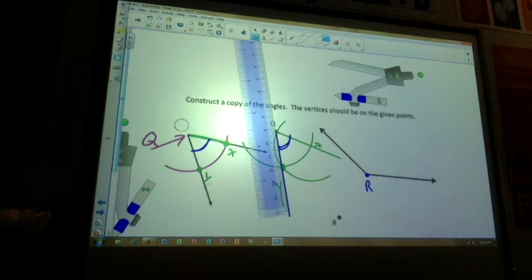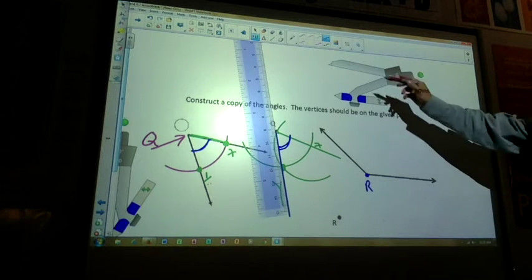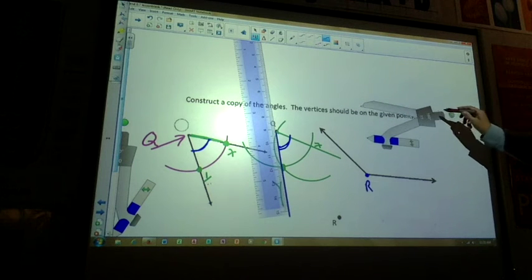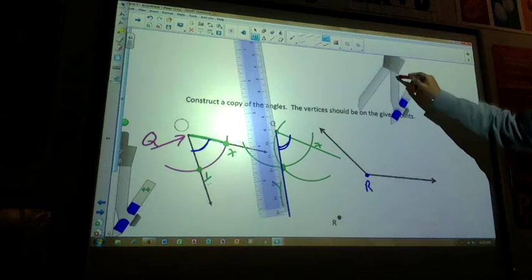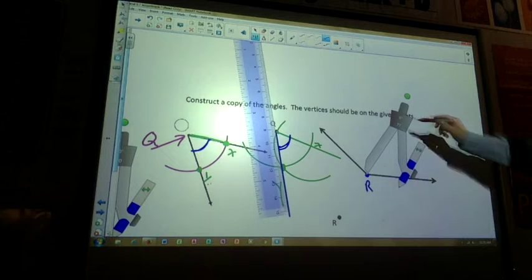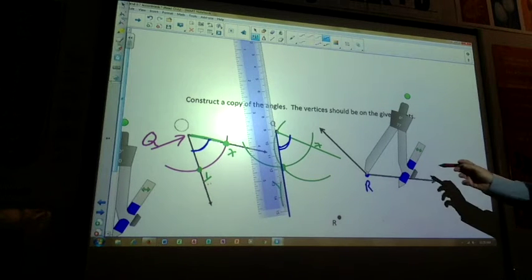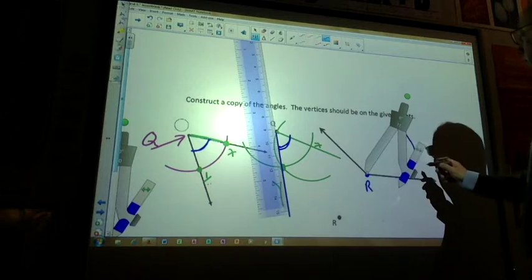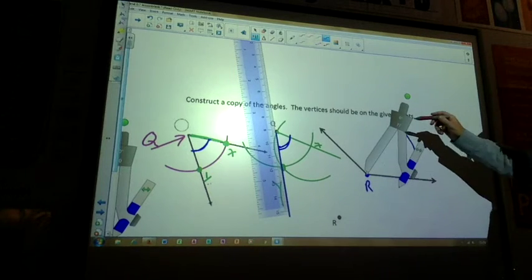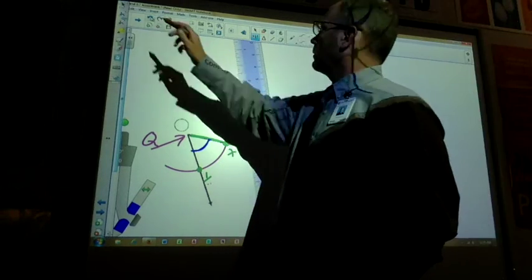Next step, compass time. What should I do? Okay, so put my pointy end on R. You agree? Open your compass a certain distance. Swing your arc. Whoa, that didn't work as I wanted it to. Undo that.